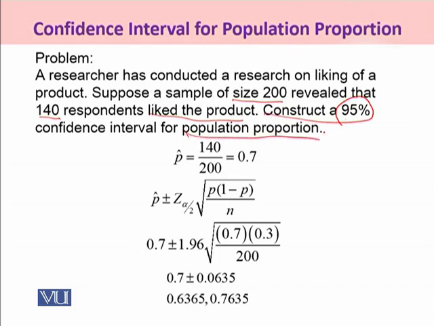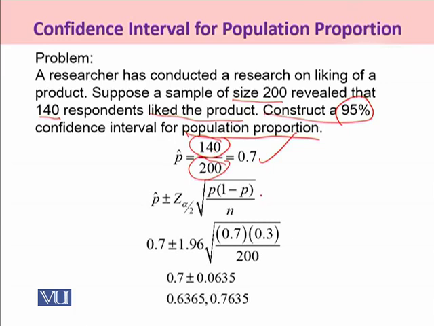So students, as I told you earlier, the first thing we have to do is to calculate the P hat. So how will we do that? P hat is x over n. X here is 140 and 200 is the total sample size. So by taking the ratio of these two, we obtained the point estimate, that is 0.7. Now we will use this to calculate the interval estimate.